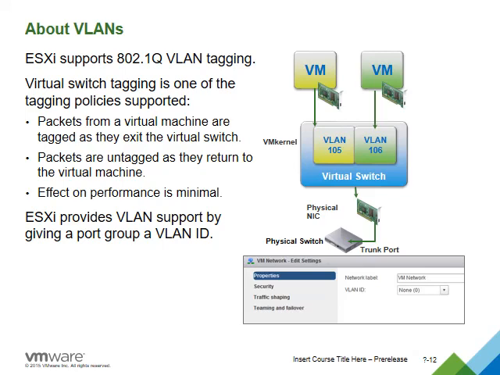ESXi provides VLAN support by giving a port group a VLAN ID. So when you go in here and you create your port group, right here you give it the label, you'll have a drop down on the VLAN ID, and you'll have an option to type it in. You can say if your VLAN ID on your physical network is 2, you give it 2, and then when it sends out to the physical network, it preserves the tag to the physical switch. So the physical switch picks it up, knows which VLAN it's going to put it in at the physical level.